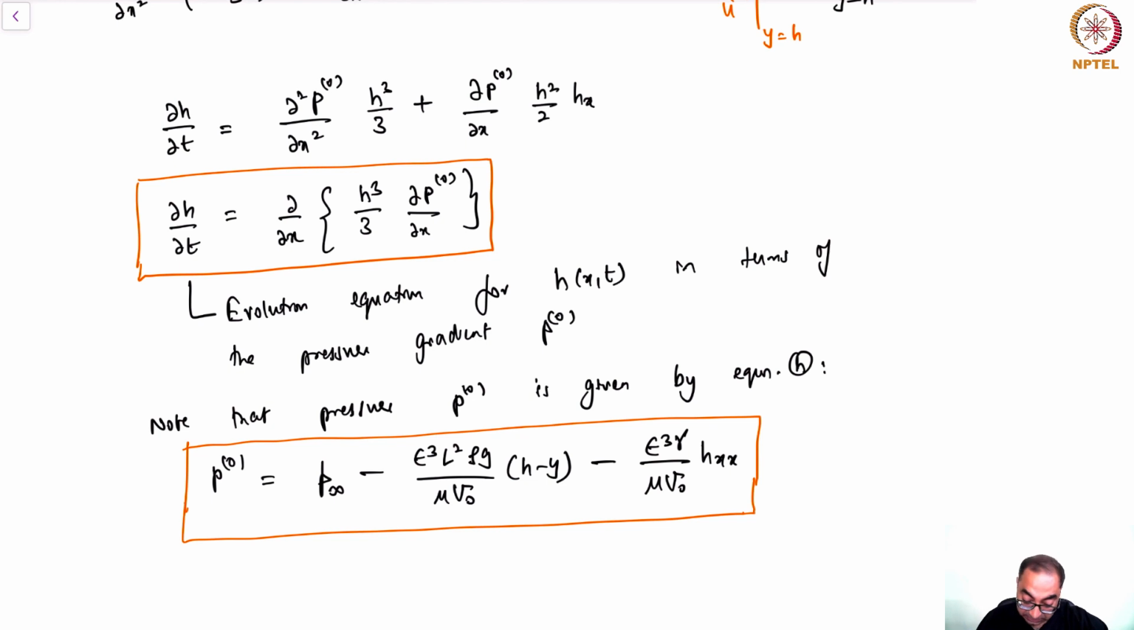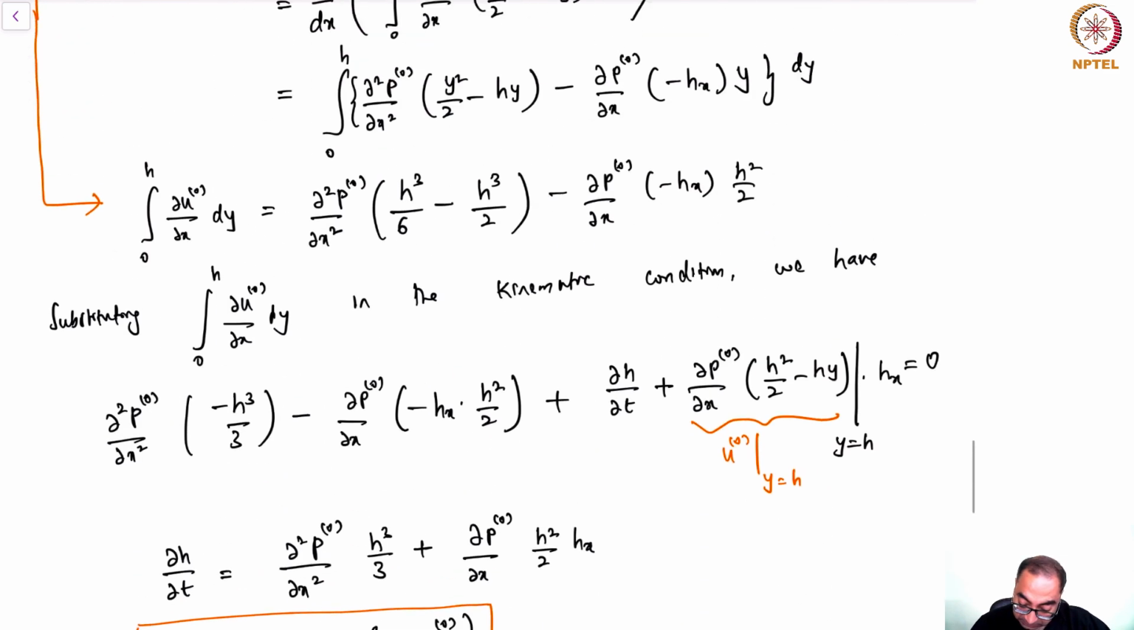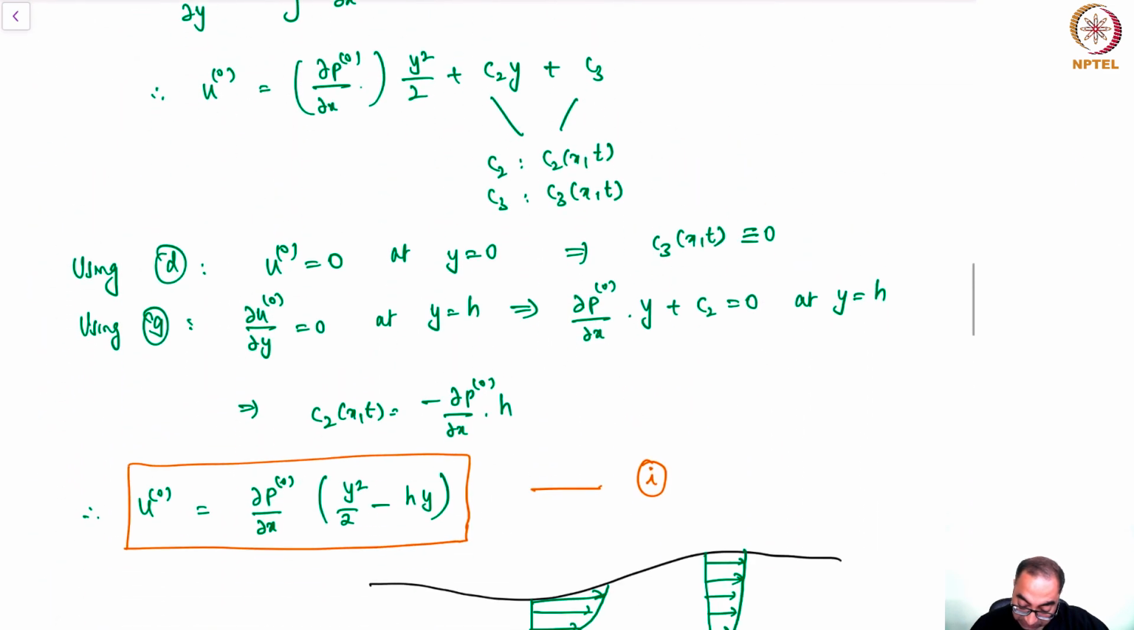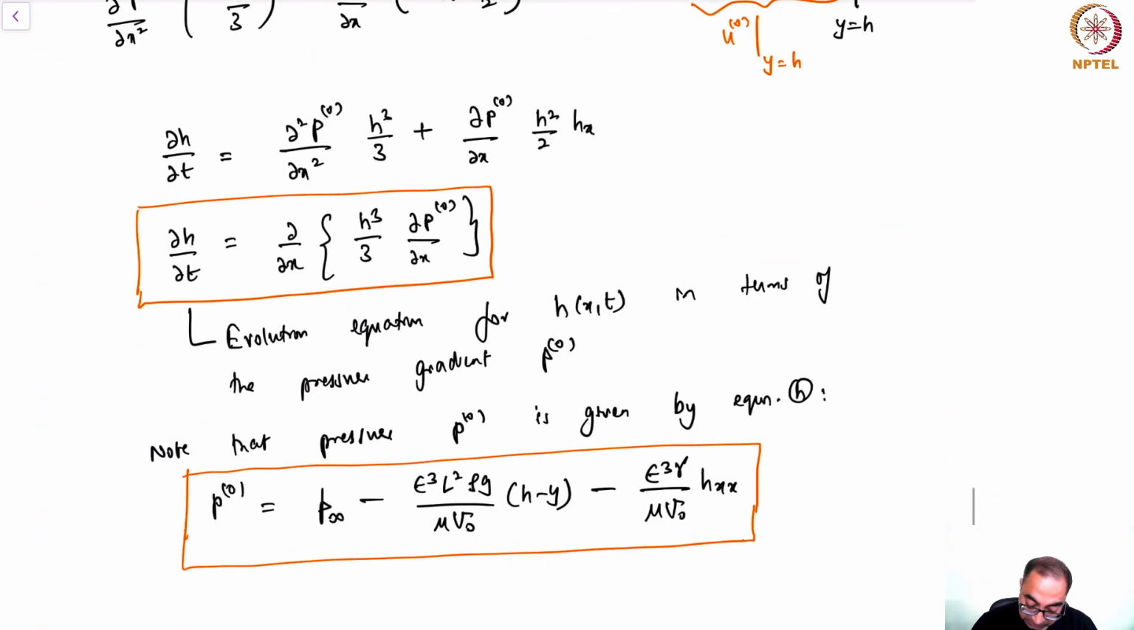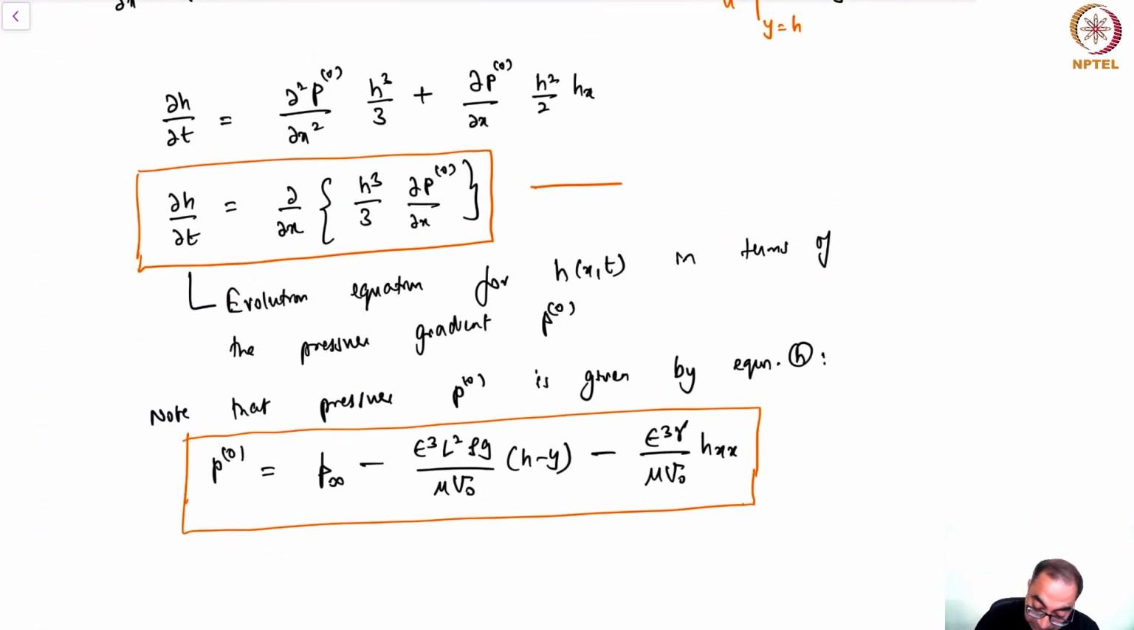So what we have managed to do in this analysis is to derive a simple evolution equation for the height. You can clearly see it's a partial differential equation because h is a function of two variables, x and t. Once we specify the pressure gradient p0 as a function of x, we can substitute this pressure gradient into this equation, and we have a simple elegant expression for the evolution of the height. The height will evolve as per this equation. So the last label that we had used was equation I. So let's call this equation J. Okay.